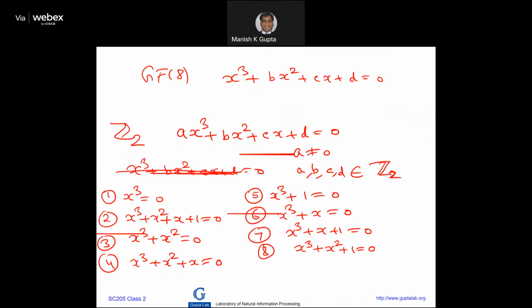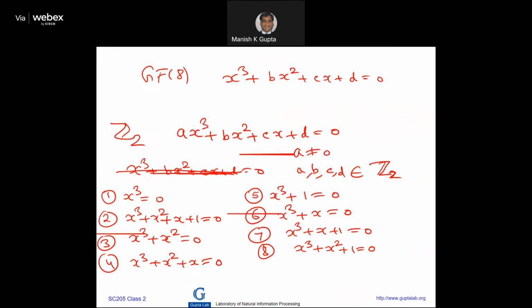Which one is going to work? The first one, is it going to work? x equal to 0 is a root. Forget about it. What about this? No, because x equal to 1 is a root here. 1 plus 1 plus 1 plus 1 modulo 2 is 0. So this is not going to work. x equal to 0 is a root. You can always see that. Here, x equal to 0 is a root. This is also not going to work. Oh no, so x cube plus x square plus x, yeah, 0. This is not going to work.